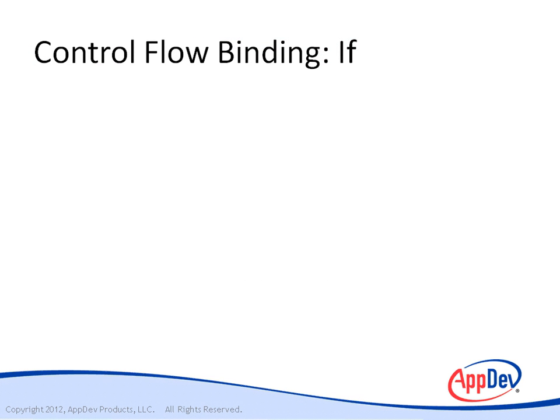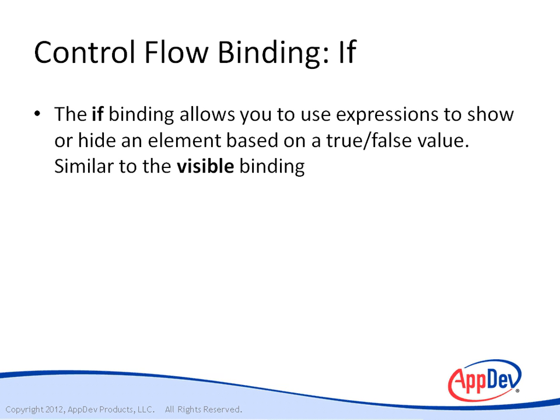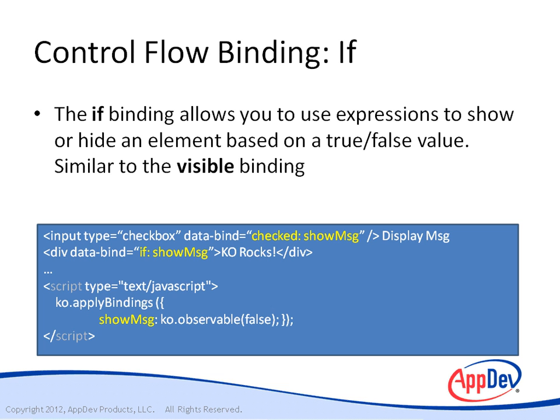The next control flow binding that we're going to look at is the if binding. The if binding allows you to use expressions to show or hide an element based on a true-false value, similar to the visible binding. Here's an example.